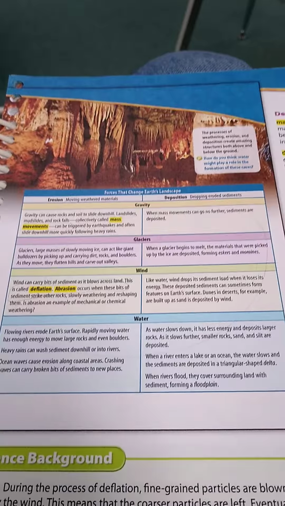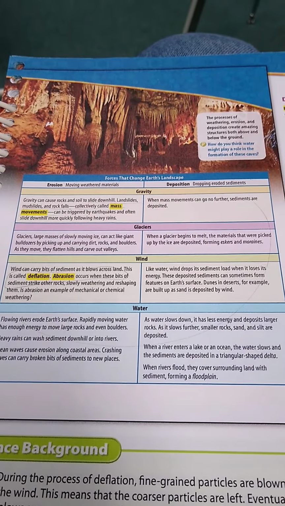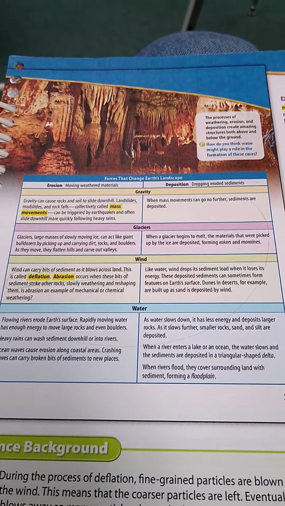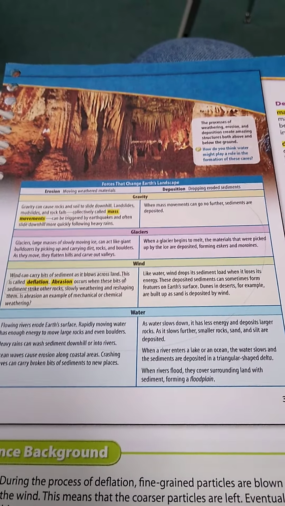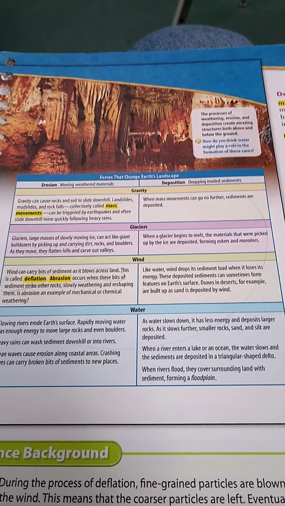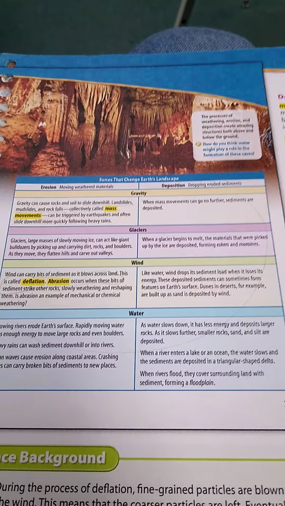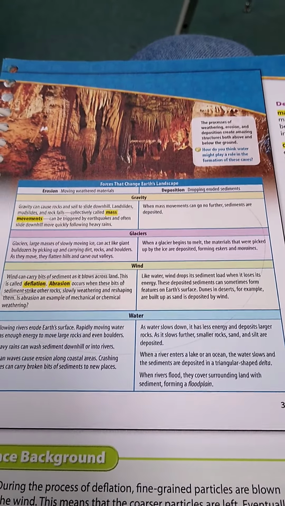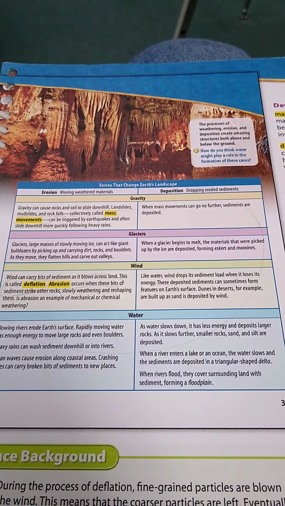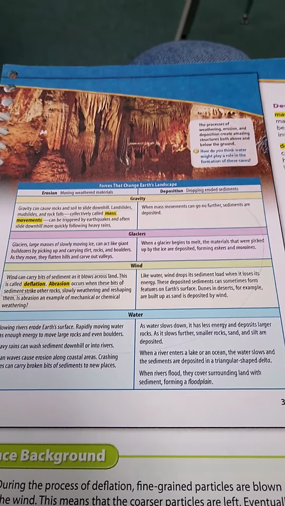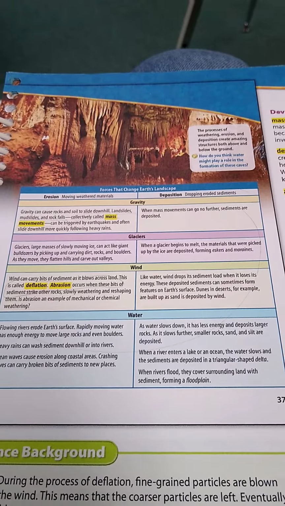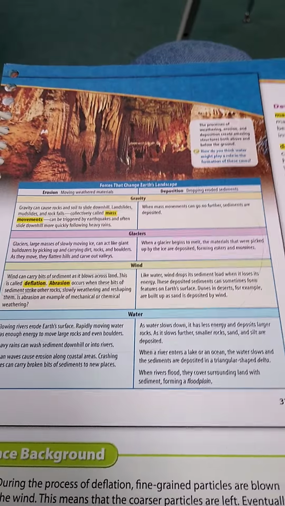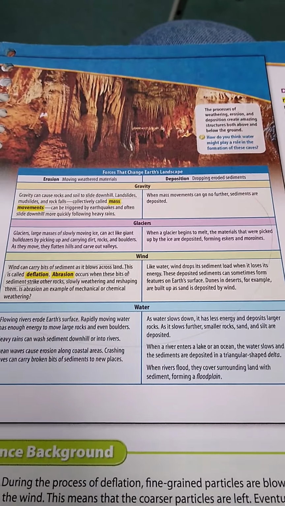Last one is water. We've talked about the power of water before. That moves things slowly and quickly, depending if you have a flood or just a regular river. So whenever the water slows down or the river widens out, which can make the water slow down, that's where it will dump all the stuff that it's carrying. So it will have a deposition in those areas, which tends to make the water more shallow.